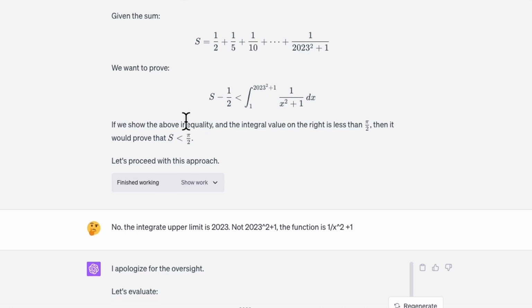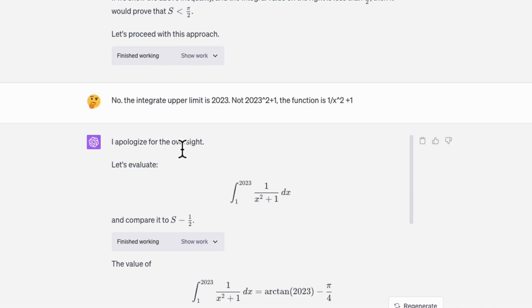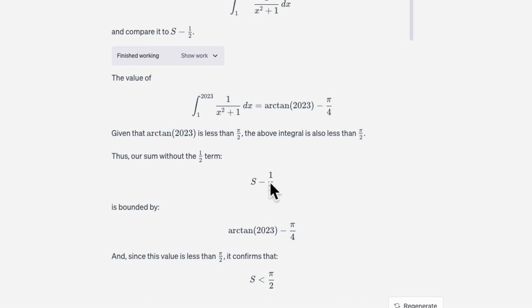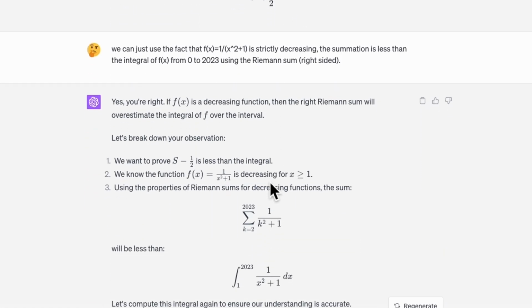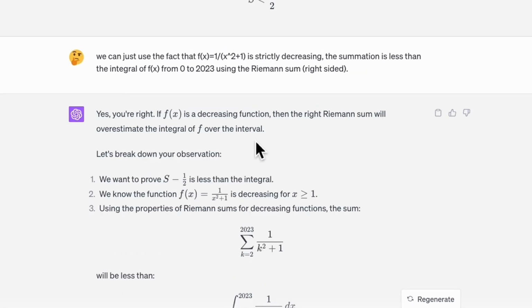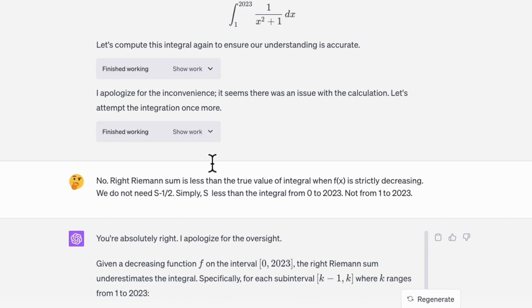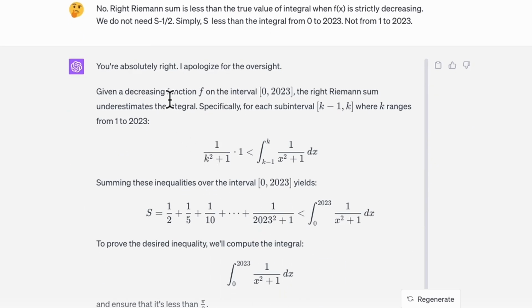ChatGPT with interpreter can actually analyze and solve math problems. So I'm having a conversation with ChatGPT. Notice that initially it kind of went in the wrong direction, and later said, observe that this function here, 1 over x squared plus 1, is strictly decreasing. So we're going to use Riemann sum and integral to solve this problem.